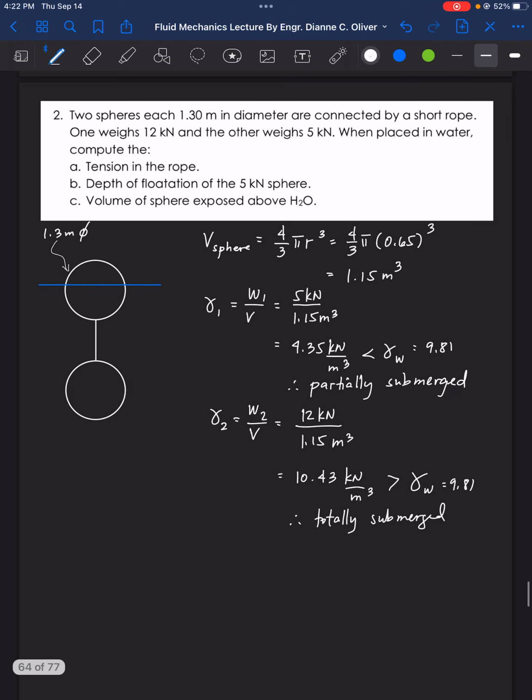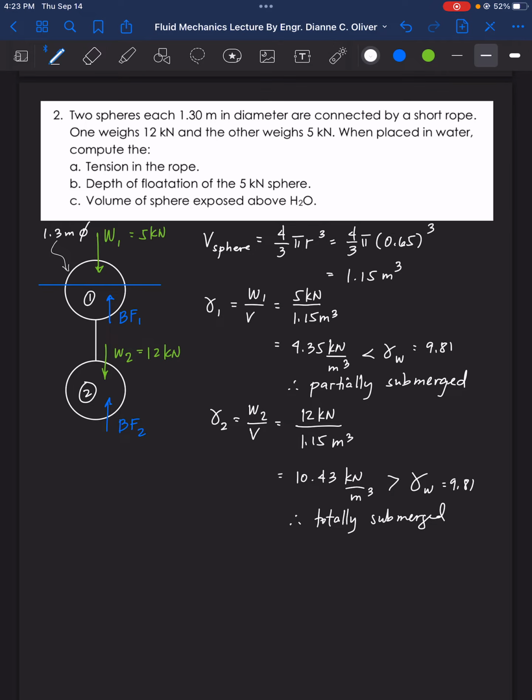Yeah, so this is the reason why the figure looks like this. One of the spheres is partially submerged and one is totally submerged. Therefore, we have here weight 1 as 5 kilonewton and weight 2 here as 12 kilonewton, which is totally submerged. Since both bodies are in the water, we have buoyant forces: buoyant force 1 for sphere 1, and buoyant force 2 for sphere 2.